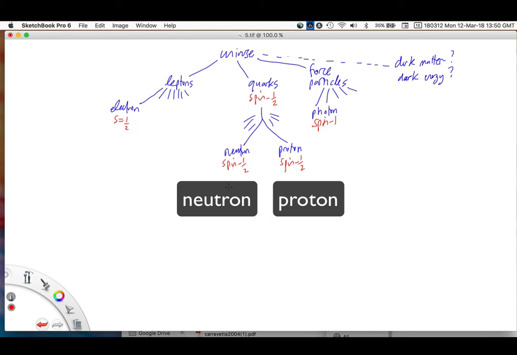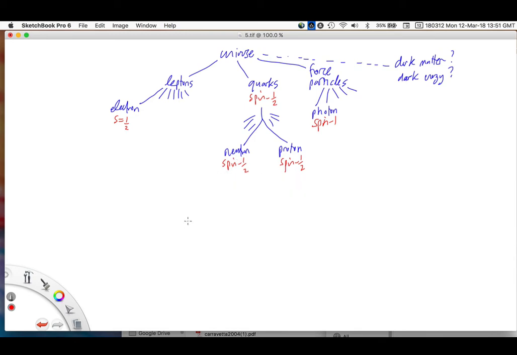So the spins of the neutron and the proton come from combinations of the spins of the quarks, and also possibly contributions from orbital angular momentum inside the particles themselves. But the upshot of it is that the neutron and proton also have spin 1/2. So in our world of molecules and atoms, we have the electron with spin 1/2, we have the quarks with spin 1/2, which combine together to make the neutron and the proton, which also have spin 1/2, and we have the photon with spin 1.